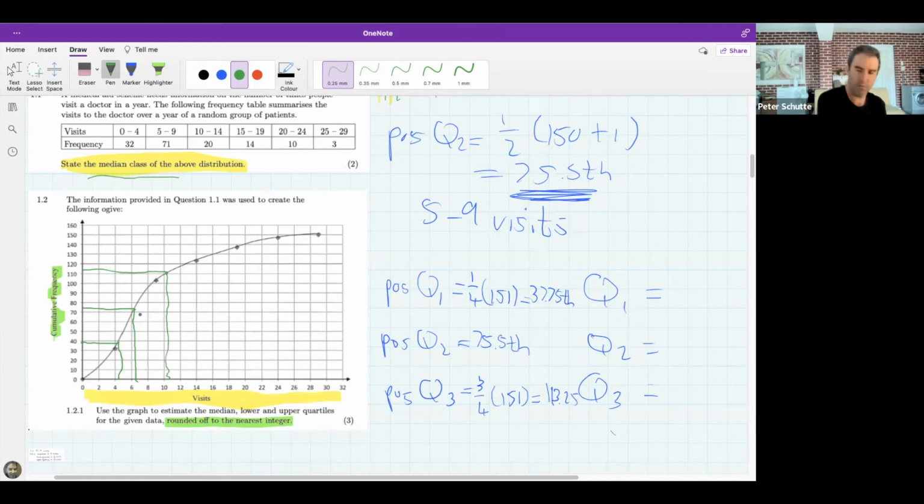Sorry, my handwriting is not perfect on the small screen, but basically I went and found the positions of where these things are on the cumulative frequency vertical column, and then I traced them across to the horizontal visits. And what values are you getting? Remember, you're rounding off to the nearest integer. What are you guys getting for Q1, Q2, and Q3? Let me know in the chat.